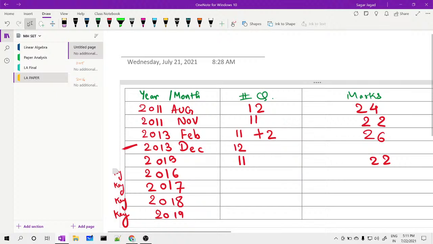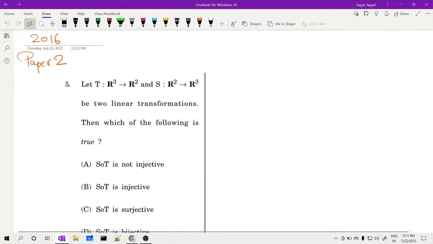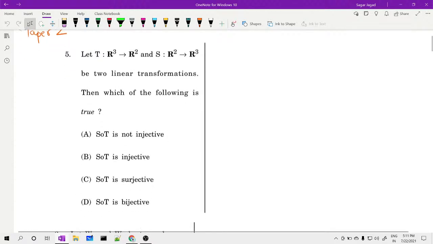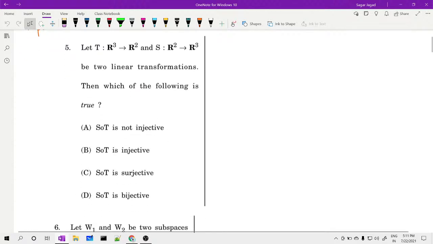But now we can go for the 2016 paper. Let's see that paper. In this case, we have keys also. That is an advantage. So in 2016, there was a question which is nothing but this. This is going to be one of my favorite questions. I have solved the 2016 paper previously, a few weeks ago I think. But this question was something that troubled me initially. This is going to be a beautiful question.